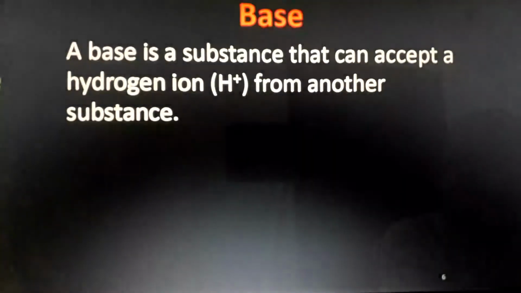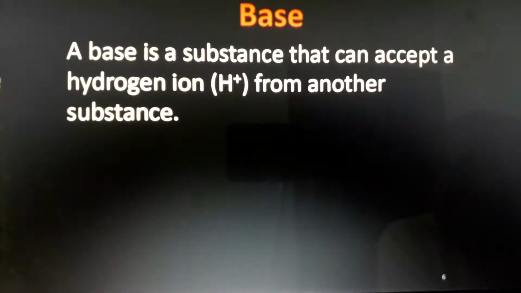Next one is base. Base is a substance that can accept a hydrogen ion. So base will accept the hydrogen and acid will release the hydrogen. Understand? That is the main difference between acid and base. And sometimes they will ask the question differences between acid and base. It's a very easy question. Only one or two times it had came. 2 mark question. Very easy.